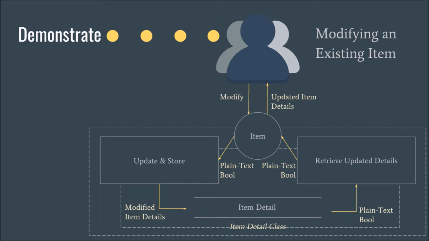Specifically in this diagram, the process begins when the user accesses the item in the application and then proceeds to modify the existing information. The data being passed from the updating and storage are plain text and item quantities represented by bool. These modified item details are then updated at the item detail class and sent back to the user by a retrieval process updating the item the user is interacting with.